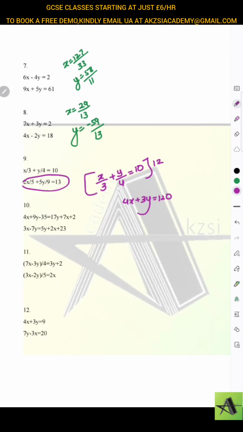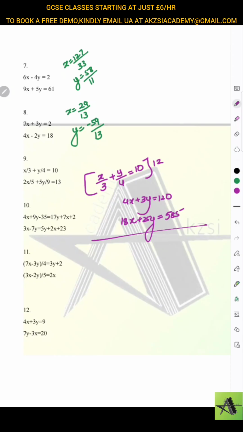And this one with obviously their LCM, that is 45, because this is 2x over 5 plus 5y over 9 is equals to 13. So I'm multiplying this with 45. So my whole equation will become now, because I'm multiplying with 45, so above will become 18x, and this will be 25y is equals to, and 13 times 45 will give me 585.